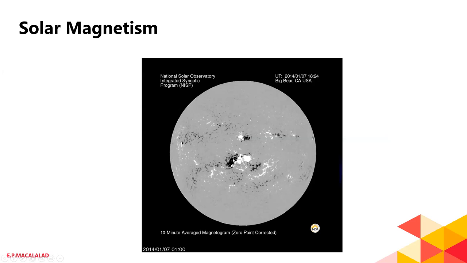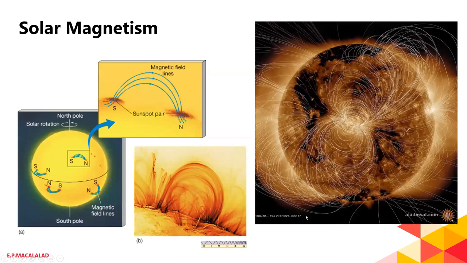Okay, so to give you an idea, this is January 7, 2014. This one is now. Solar magnetism is very much related to sunspots. That's why sunspots are a parameter used to determine solar activity, because more sunspots means there are more magnetic field lines emanating from the sun, because these are large sources of magnetic fields. Just like a horseshoe magnet, one is a south pole and the other is a north pole.